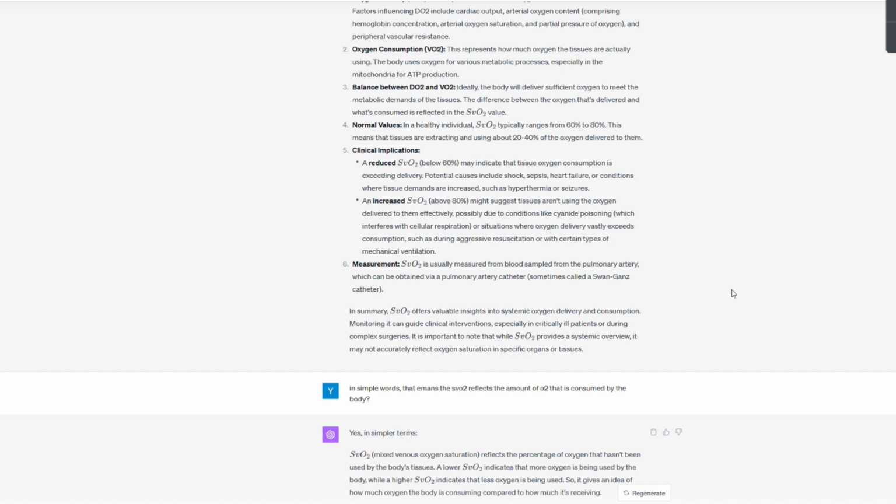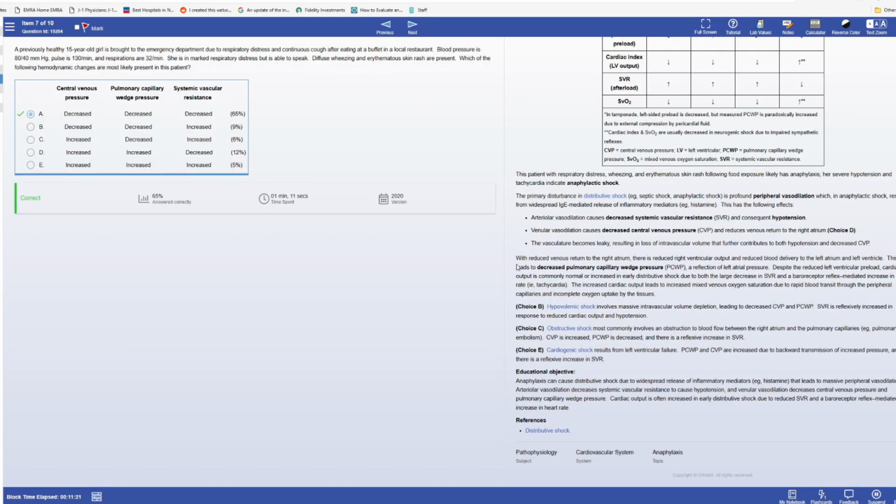But by this explanation, I kind of have the idea that the mixed venous oxygen shows how much oxygen is being taken up by the body. So if the body takes a lot of oxygen, then the mixed venous will be low. If the body does not take much oxygen, then it's going to be high. Now, you go back to UWorld, and now this makes sense. If you have an increased cardiac output, you have a lot of oxygen flow there, and the body does not take that much, so the mixed venous oxygen will be higher.